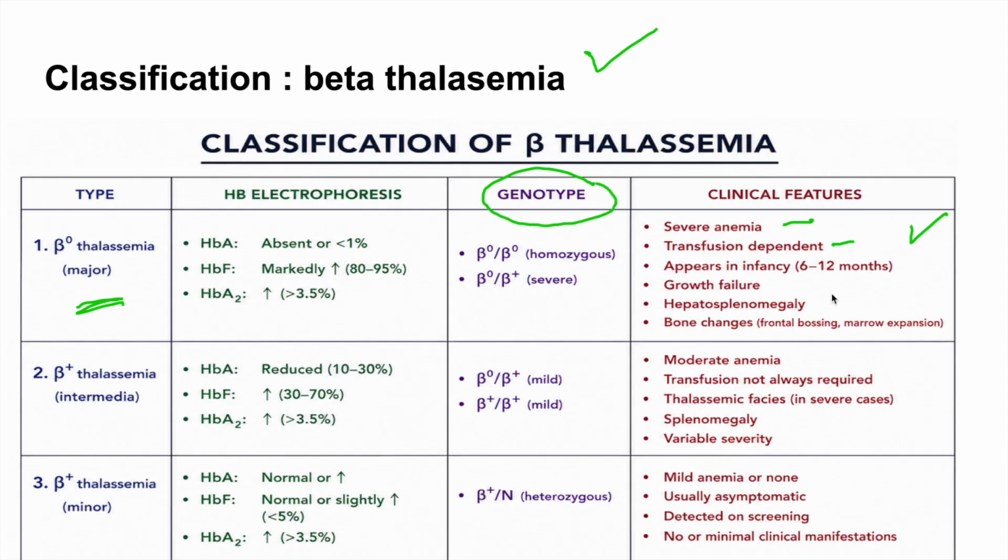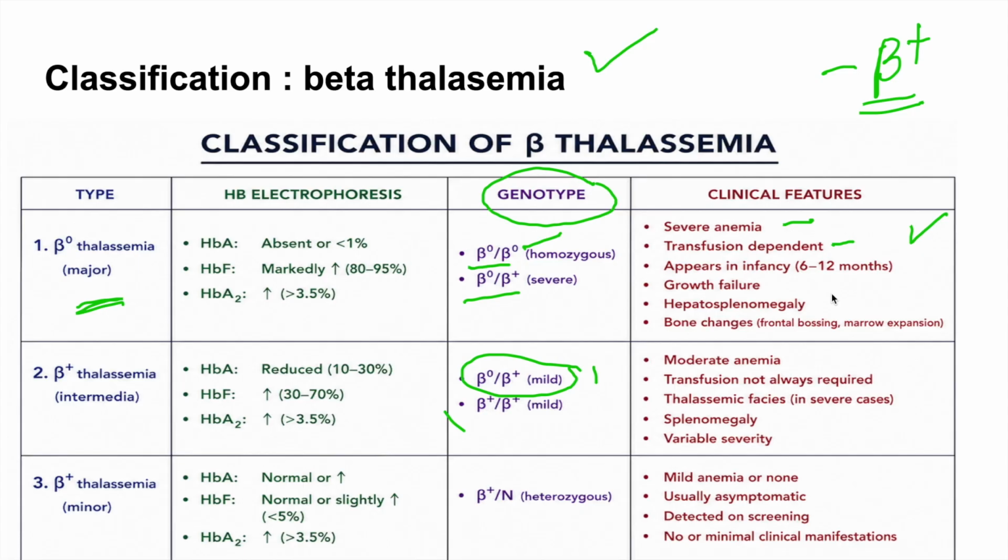So it can be beta 0, beta naught, that means there is no production. Beta 0, beta plus, that means that one is absent and one is producing, reduced production is there. Now depending upon how much the expression is there, it can either go into beta thal major or beta thal minor, intermedia. So if there is okay production of the beta chain, it can go into intermedia. But if there is very reduced production of beta chain, it will go into major.